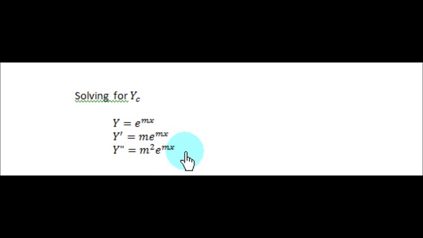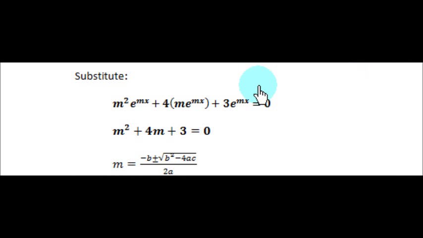Then substitute it to the given equation. So this will look like this: m squared e to the mx plus 4m e to the mx plus 3 e to the mx equals 0. Take note that the yc, or the complementary solution, is the homogeneous solution, or the solution of the homogeneous part of the equation. So we equate it to 0.